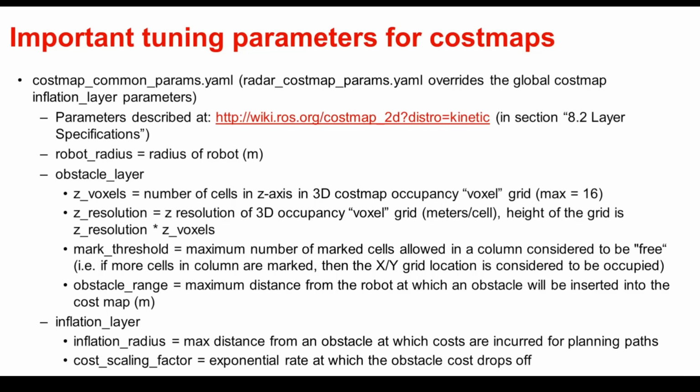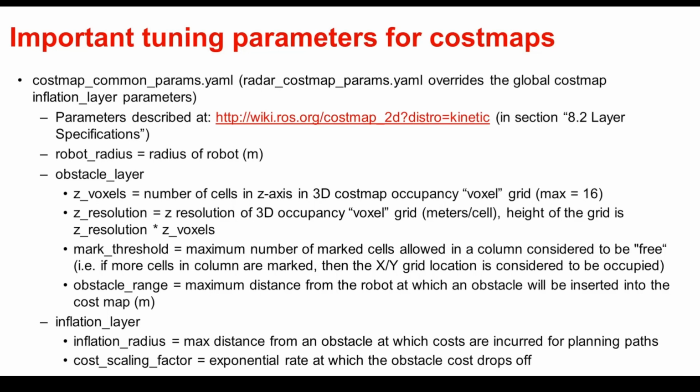The obstacle layer parameters determine how obstacles are tracked in the three-dimensional voxel or occupancy grid. Z voxels is the number of cells in the Z or vertical axis in the 3D cost map occupancy voxel grid. Maximum value for this is 16.